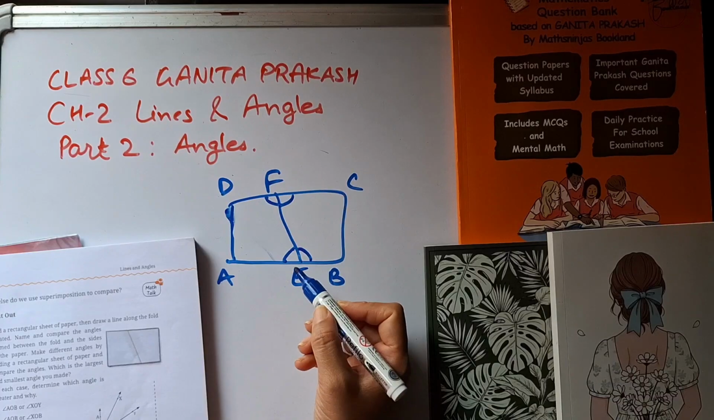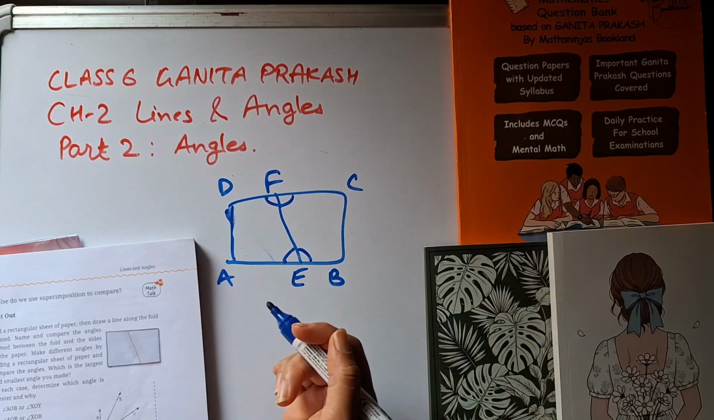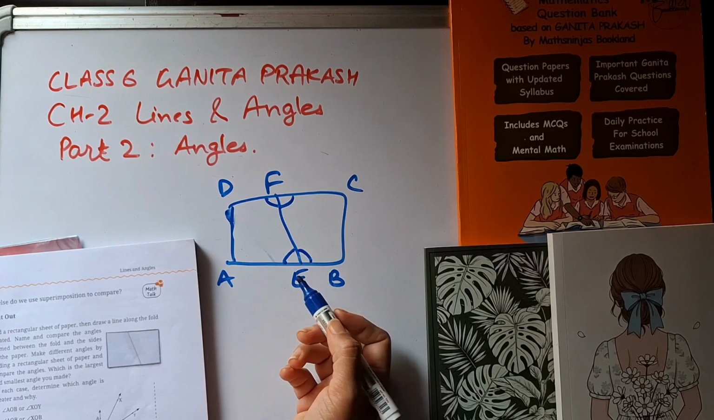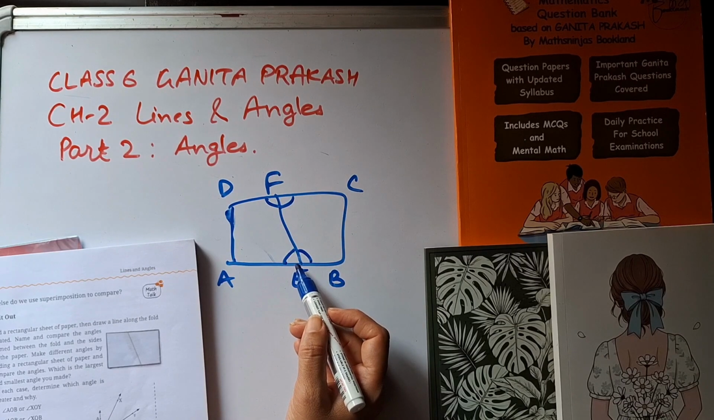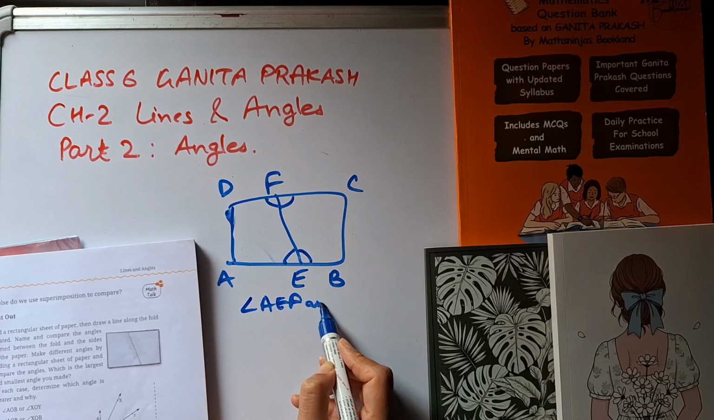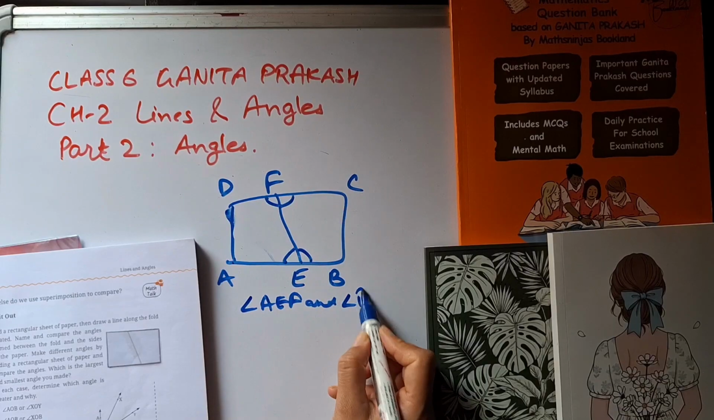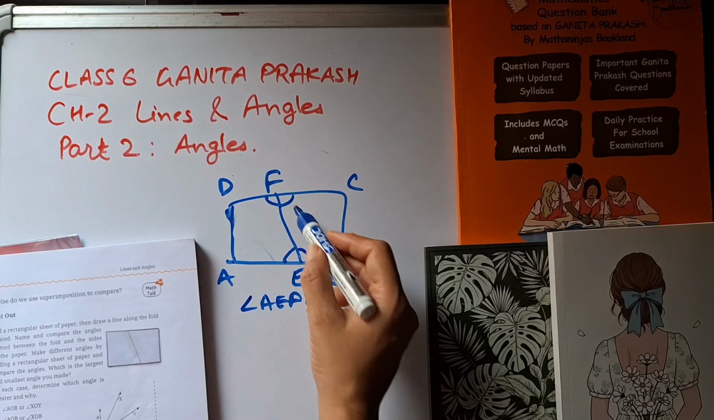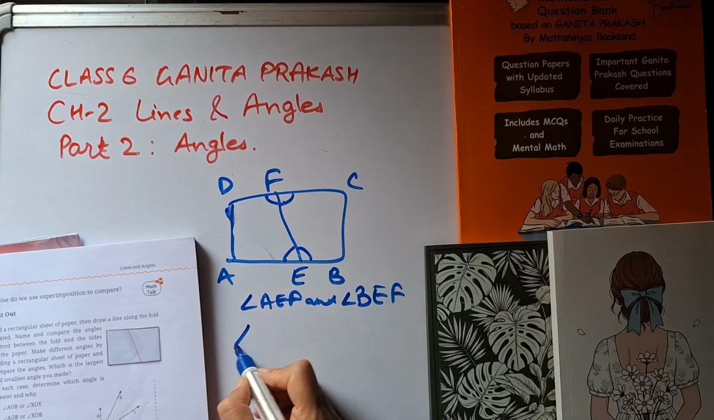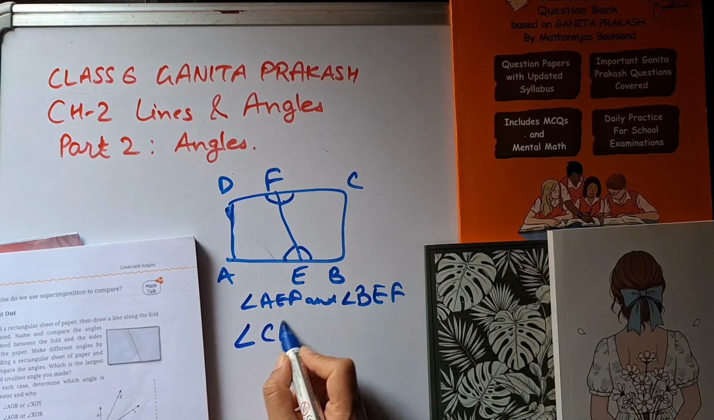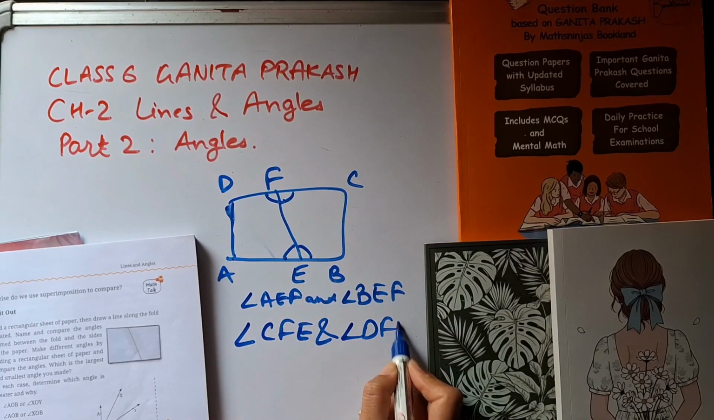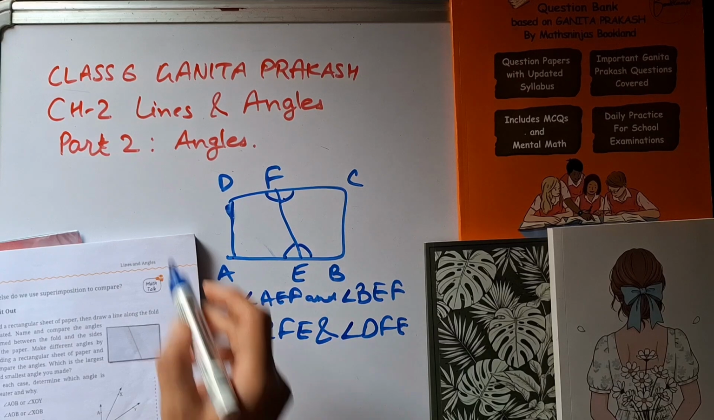So again, just to remind my children, this is not angle E. There are many angles at E, so you cannot name it just E. It has to be called angle AEF and angle BEF. And this angle is not F, but this is angle CFE and angle DFE. Okay, so this was question 1.